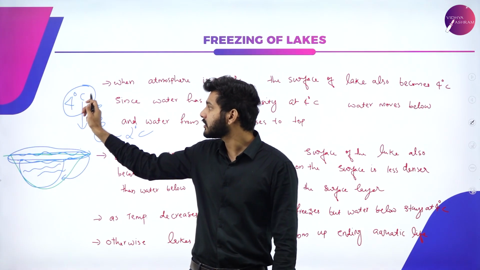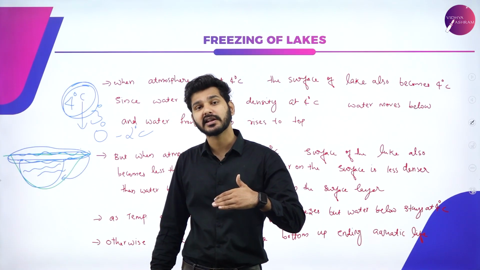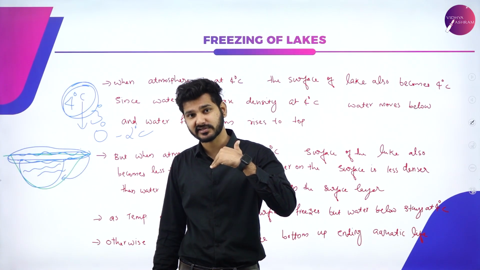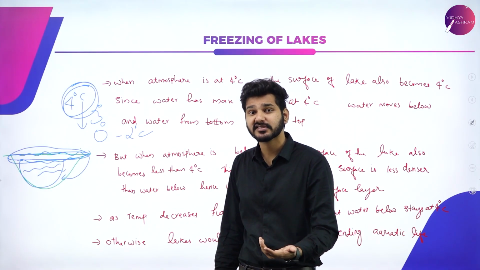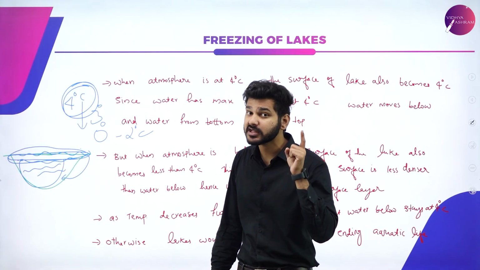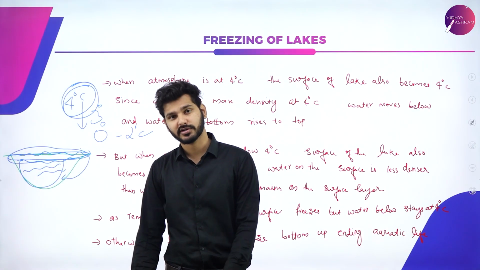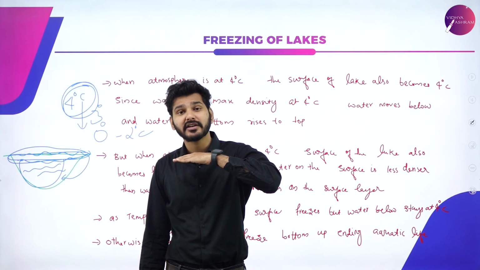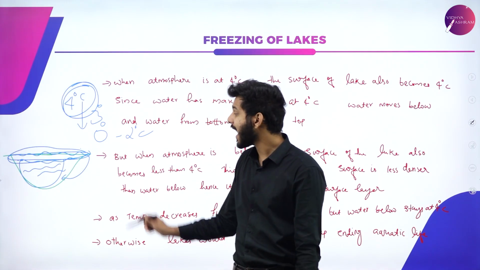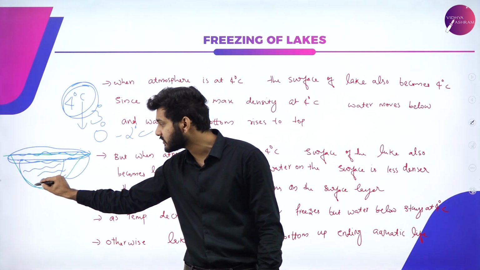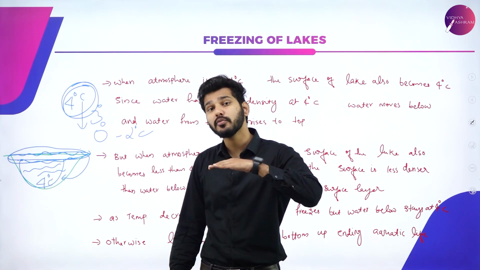So any layer of water which is below 4 degrees Celsius is actually less dense, and ice formation, or simply the freezing process, happens at 0 degrees Celsius, which means it is also less dense than the 4 degrees Celsius water. So the top layer freezes over while the bottom layer is still at 4 degrees Celsius. So this 4 degrees Celsius water is now preserved.